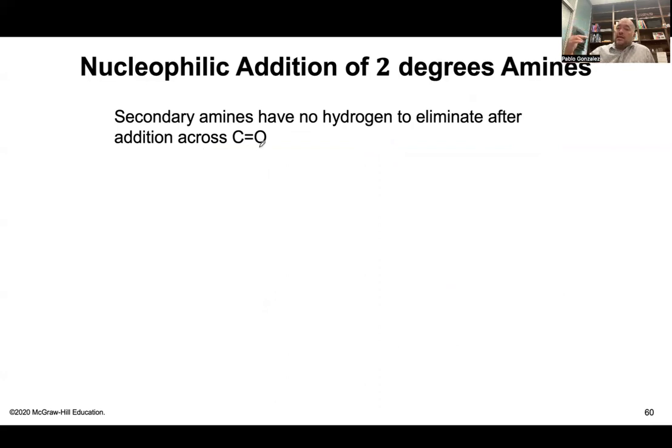Remember, when we add the amine to the carbonyl group, we have one hydrogen in there that, when we produce the enamine, we remove. In a secondary amine, we don't have that. That's why we don't produce the imine. We produce the enamine, where we create a carbon-carbon double bond.